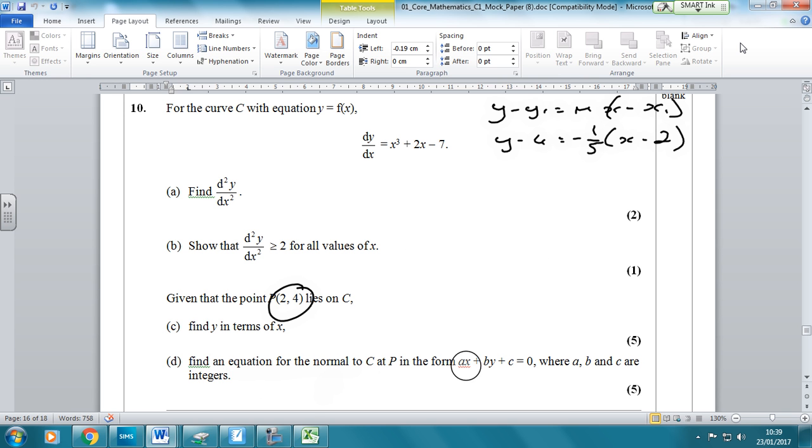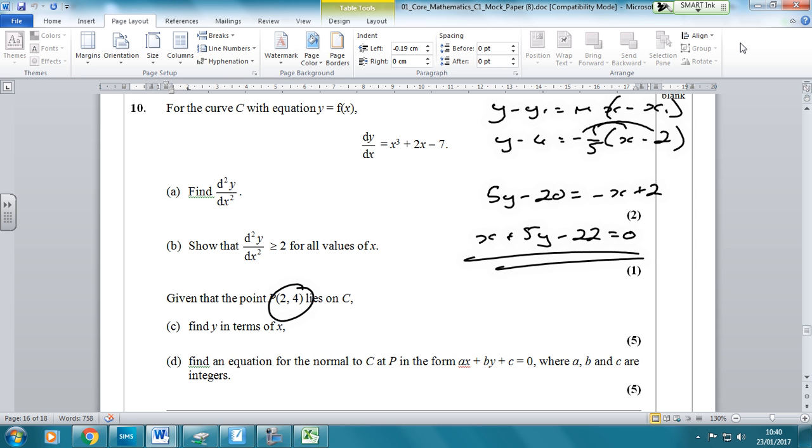And they want it in the form ax plus by plus c equals 0. So we're going to multiply through by 5. So that's going to be 5y minus 20 equals, and then we multiply the brackets. Minus 1 times x is going to be minus x. Minus 1 times 2 is going to be plus 2. Now I prefer it when x is positive, so I'm going to bring everything over to the left hand side. So it's going to be x plus 5y minus 22 equals 0.